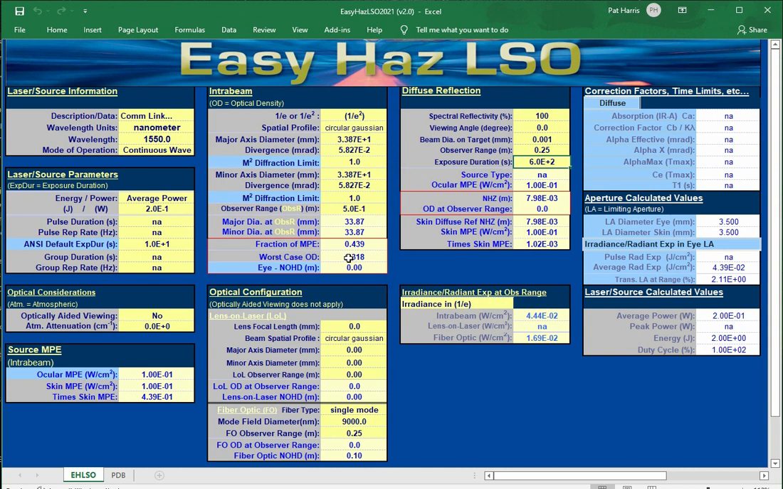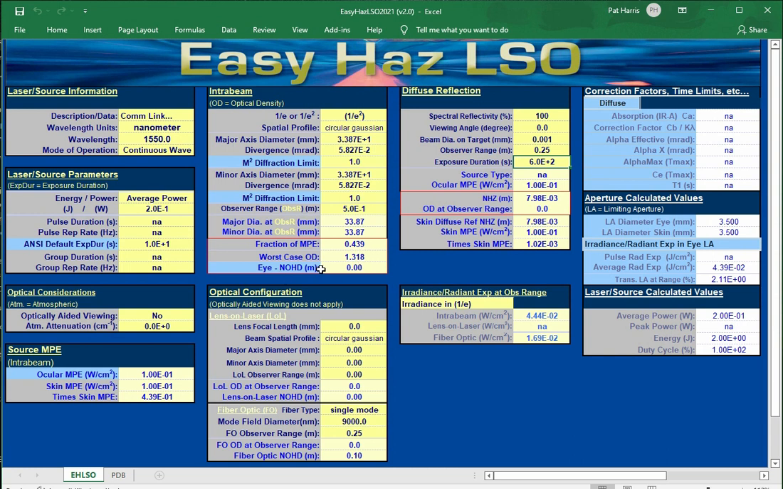And look at this, there's no OD at observer range. What we're reporting is the fraction of the MPE. So instead of an OD, we're saying you're at a fraction of the MPE, and we report this so you know how close to the MPE we are. In this case, we're under 50% of the MPE. The worst case OD is 1.32, and that's if magically we were able to get all the power through the limiting aperture, which is 3.5 for the eye, and it's the same for the skin, 3.5.